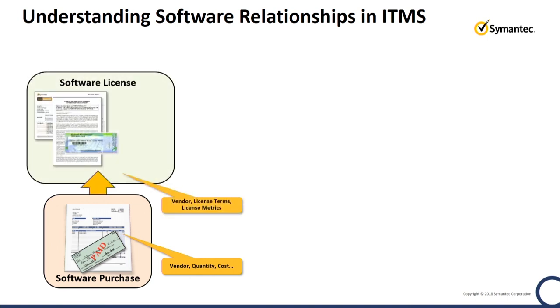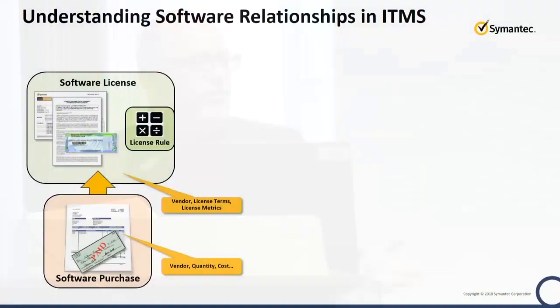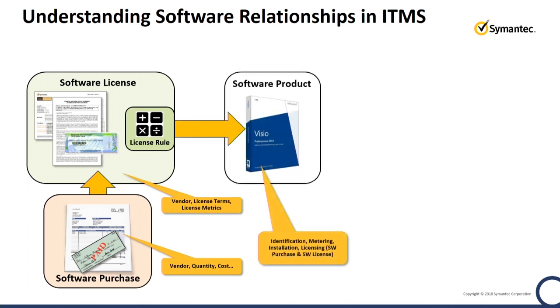Okay, and those get associated to software licenses. So in this case here, this is the vendor of the license, the terms. There could be a time range for it, or any of the metrics. And inside a software license, you have license rules. So this is where we would look at, it's a per core license, it's a per CPU or core. It could be per device, it could be per user. Okay, and these all wrap up into a software product.